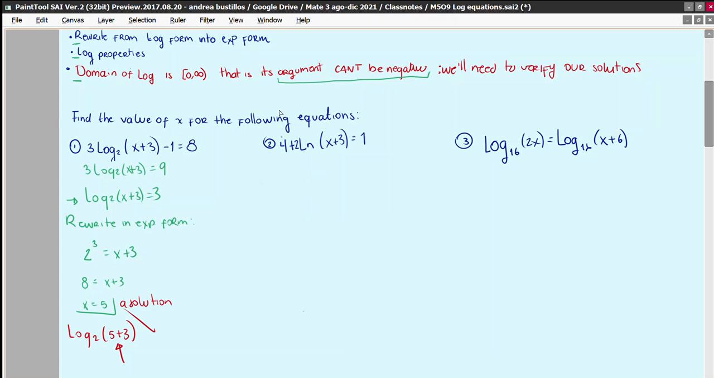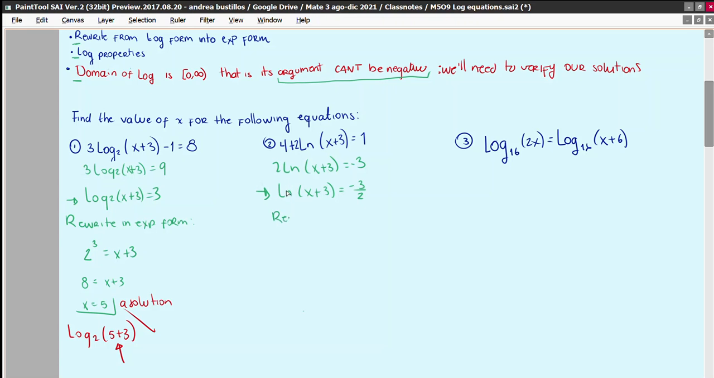Next one. Again, notice that the hierarchy of operations for solving equations applies as usual. You have a plus 4 adding and a 2 multiplying, so the rule tells us that first we have to subtract a 4 on both sides of the equation, giving us minus 3. Then the 2 is multiplying, so we have to pass it dividing to the other side. Now we have our logarithm completely isolated, so we can change it into exponential form.